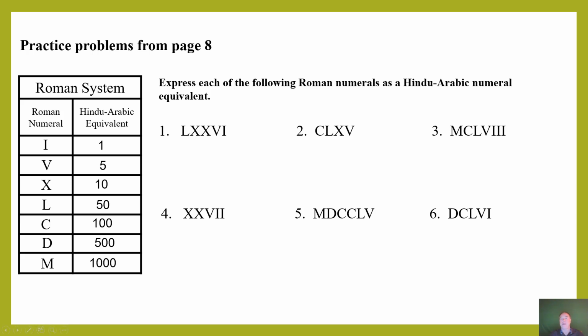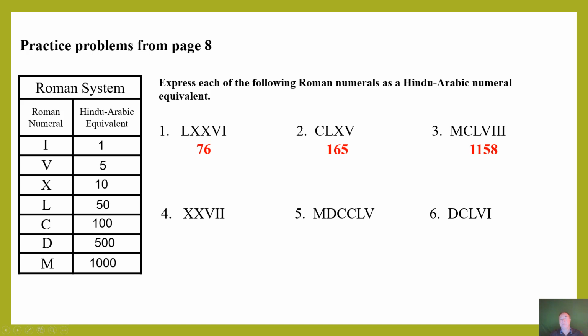Alright, number 1 would be 76. L would be 50, plus 10 is 70, plus 5 is 75, plus 1 is 76. Number 2, CLXV. That would be 100, plus 50, plus 10, plus 5, 165. Number 3 would be 1,000, plus 100, plus 50, plus 5, plus 3, which makes 1,158.